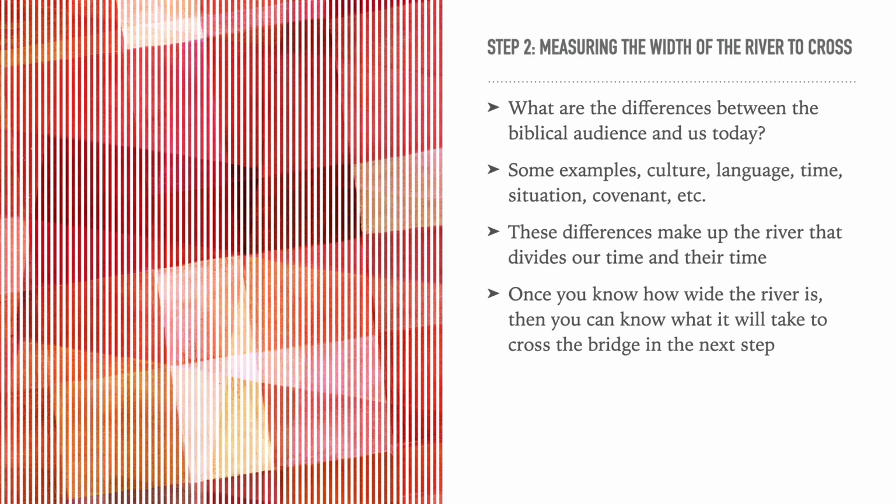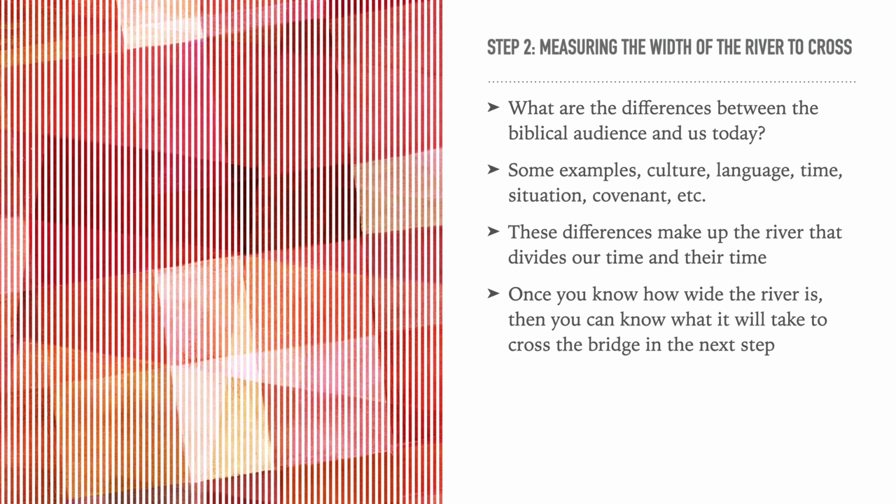Step 2, measuring the width of the river to cross. So once you take what's happening that you found in step 1, come up with the differences between the biblical audience and us today, like the culture, language, the time, the situation, the covenant. Especially if you're reading an Old Testament text, obviously that's in the Old Testament, Old Covenant. There'll be very different things between that and the New Testament and New Covenant. These differences make up that river that we need to cross that divides our time and their time.